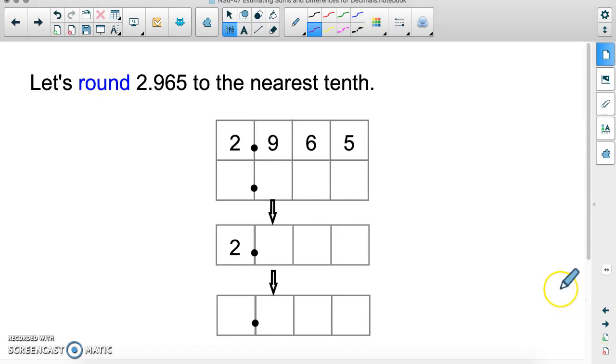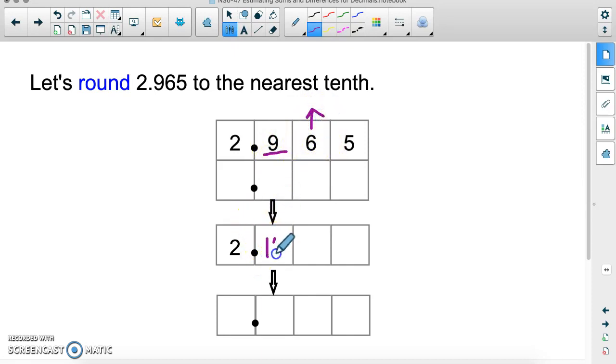So now let's round 2.965 to the nearest tenth. So I'm rounding to the nearest tenth. I'm going to underline the 9. The 9, we now look to the 6. The 6 is telling us to round up.